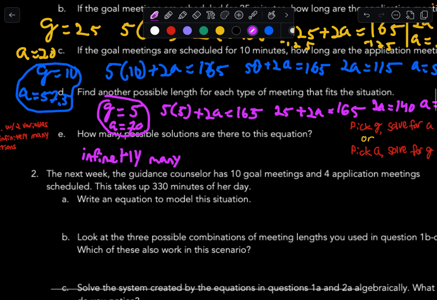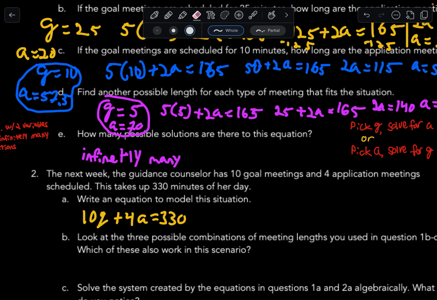The next week, the guidance counselor has 10 goal meetings and 4 application meetings scheduled. This takes up 330 minutes. That's the equation. This is a G in case you can't read it, because my G looks a little pathetic.